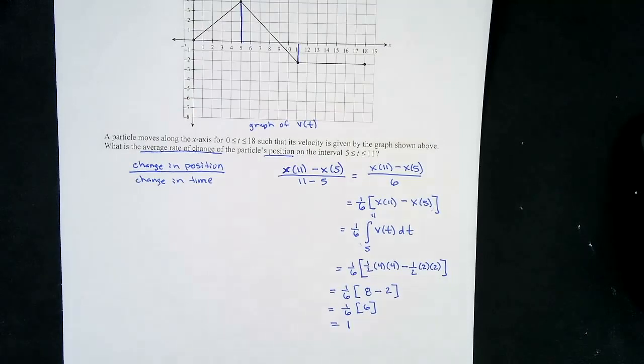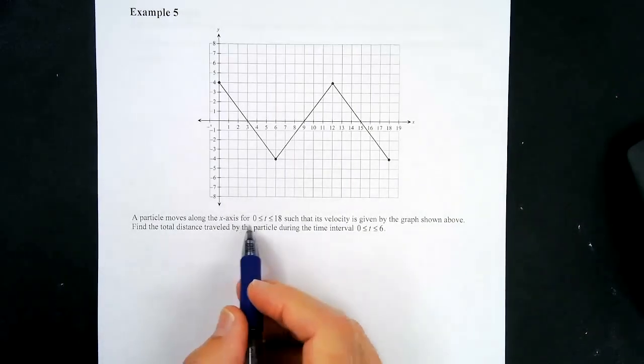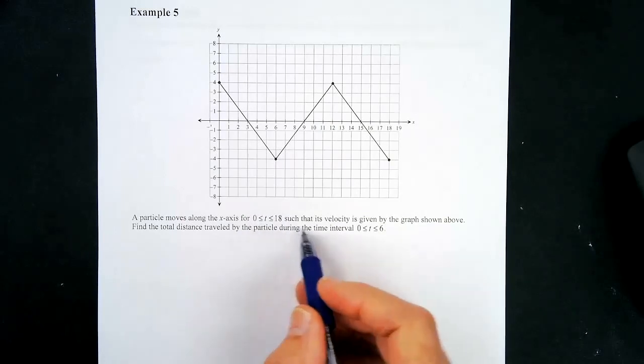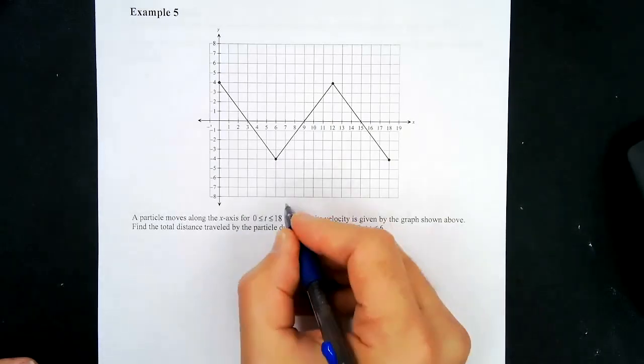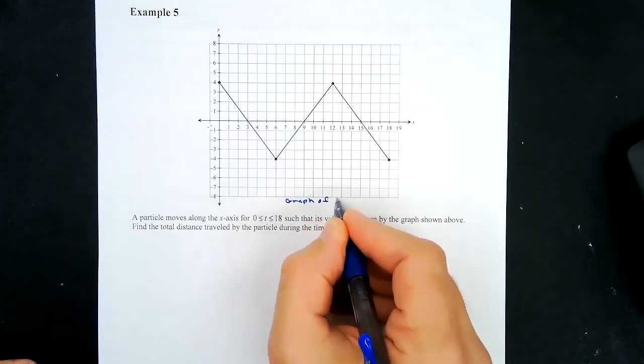All right, let's do another example. So for this next example, example 5, again, a particle is moving on the x-axis between 0 and 18, such that the velocity is given by the graph shown above. So again, this is the graph of the velocity.